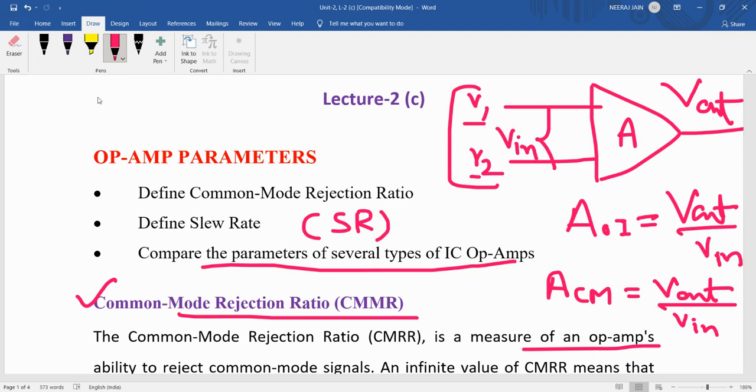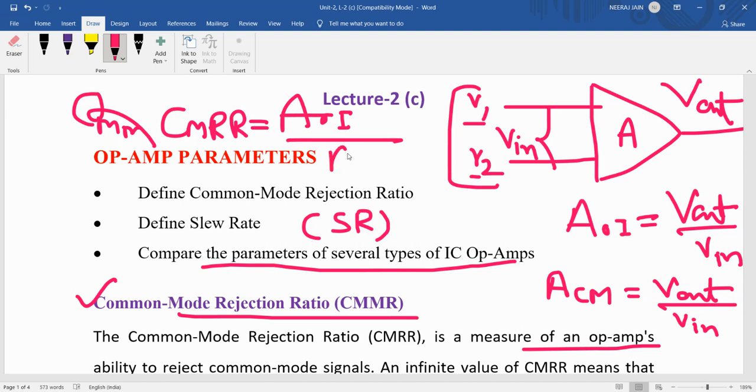So CMRR is defined as the ratio of AOI, the differential gain, upon the common mode gain ACM of the op-amp. So basically the ACM should be minimum to get the CMRR high. If there is a certain value of ACM, then definitely the CMRR has a low value.